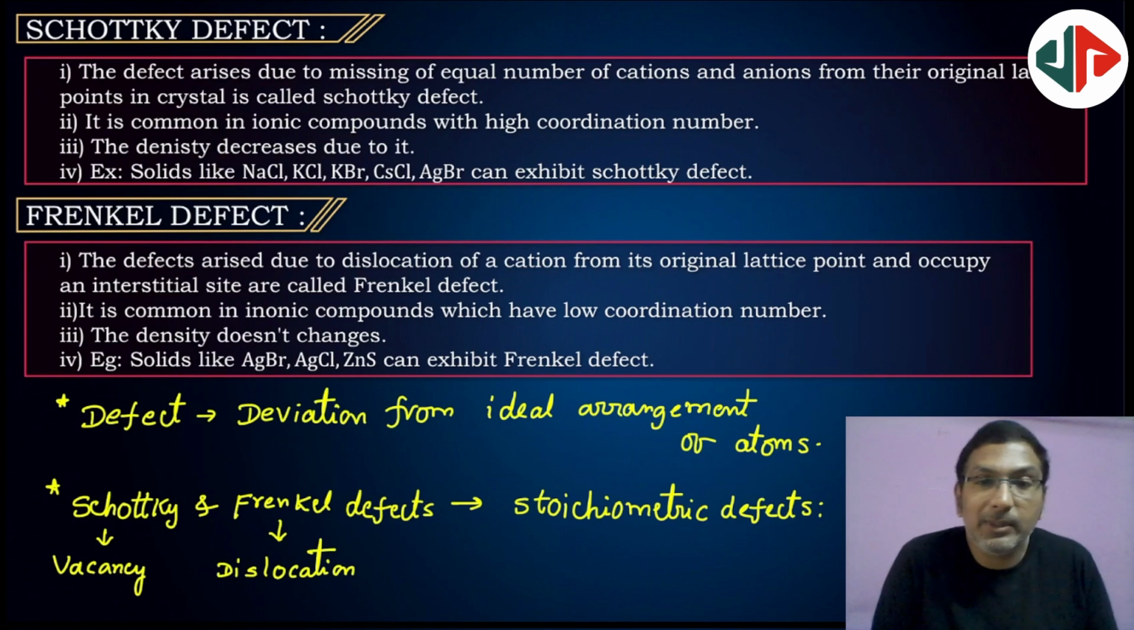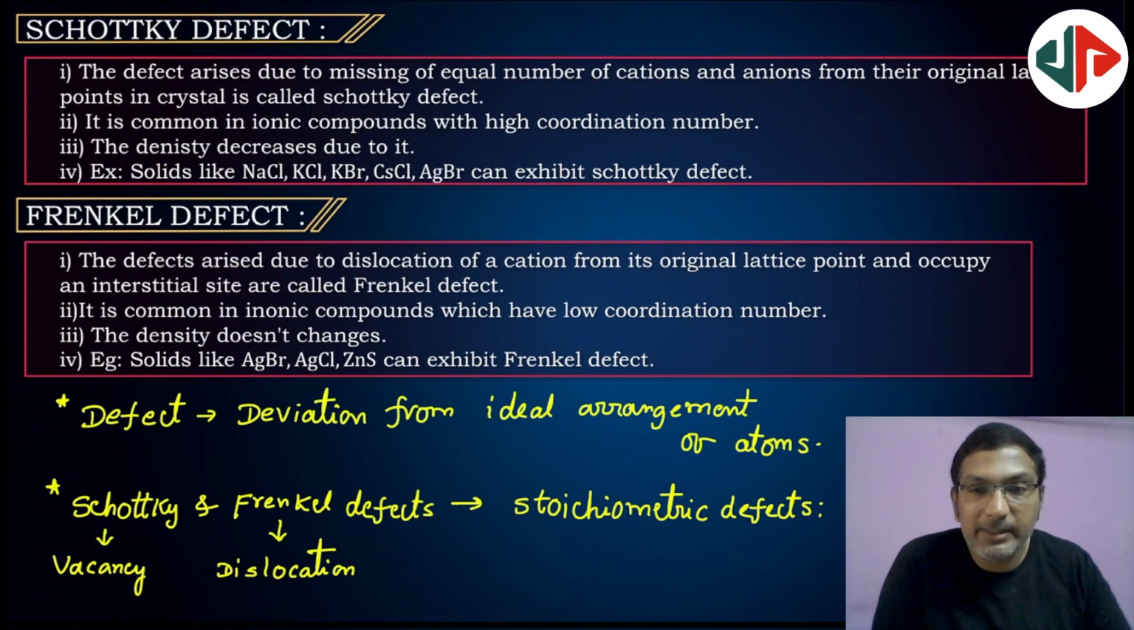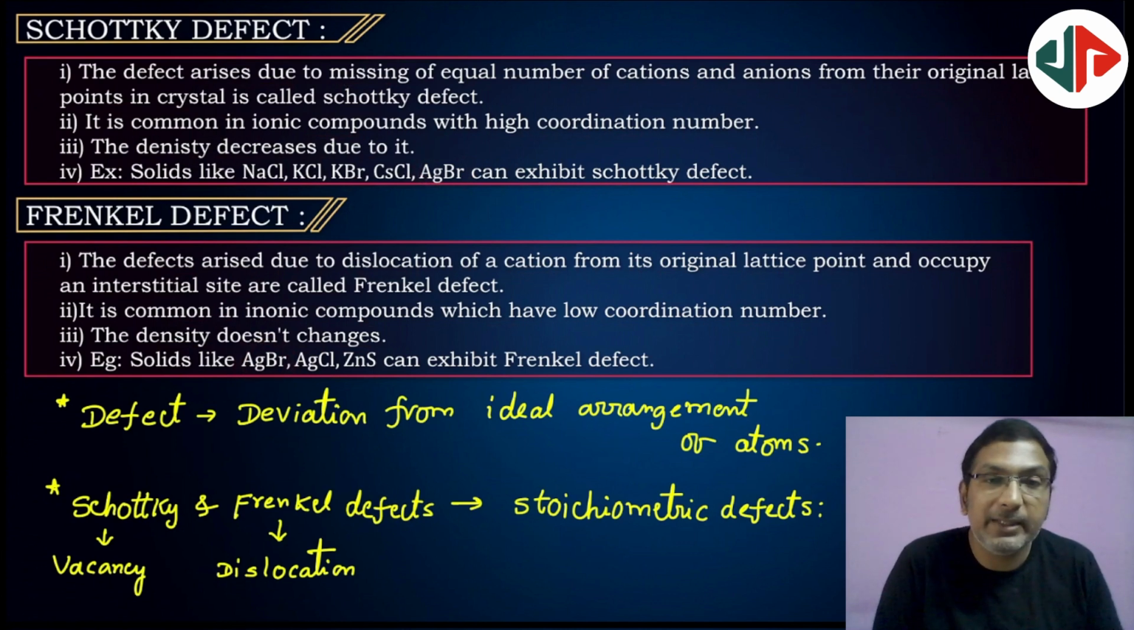Schottky defect is due to complete missing of cations and anions. Therefore, vacancies will be formed. In Frenkel defect, the cation occupies an interstitial position. It is most common in ionic compounds with low coordination number. So the density remains the same. These are the examples. Here AgBr can exhibit two types of defects, Schottky defect as well as Frenkel defect. That is a previous question, very, very important.